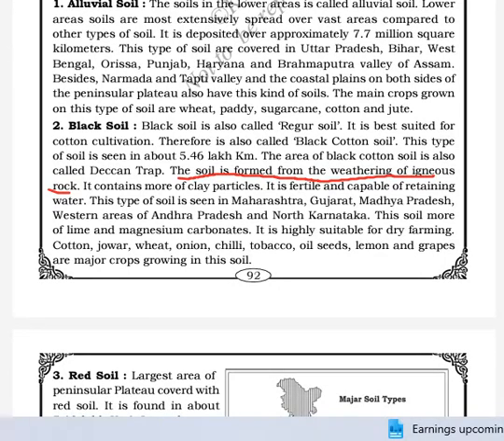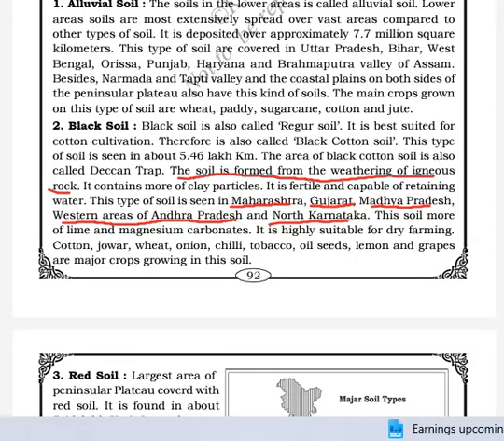This type of soil is found in which states? It is found in Maharashtra, Gujarat, Madhya Pradesh, western areas of Andhra Pradesh, and North Karnataka. So at least 2-3 states you have to remember for black soil. You can remember Maharashtra, Madhya Pradesh, Gujarat.